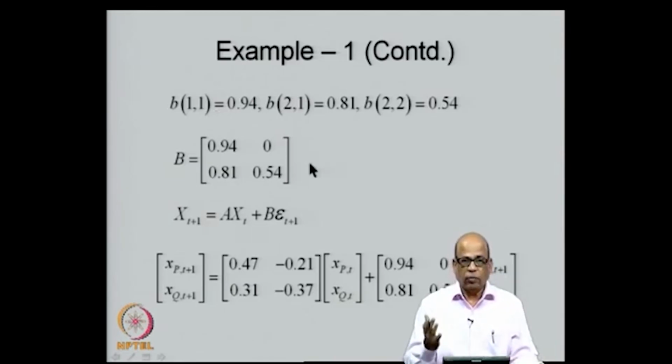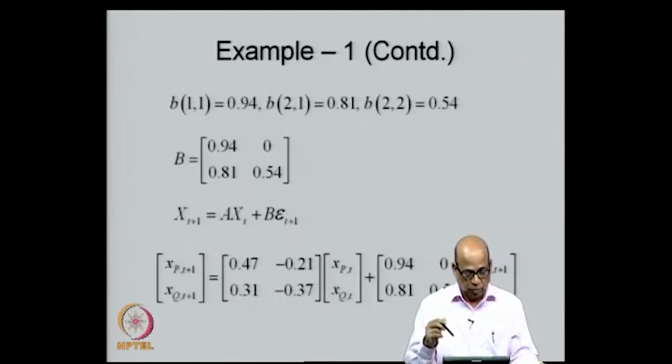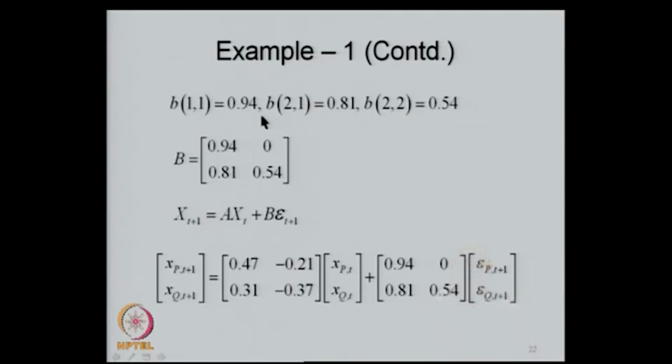In this particular case we have only 2 sites. So, you have defined B 11, B 21, B 22, and it is a lower triangular matrix, and therefore, all the elements on the upper side are all zeros. So, we get the B matrix as 0.94, 0.81, 0.54 and the element which is above the principal diagonal is 0. This is how you define the matrix B.